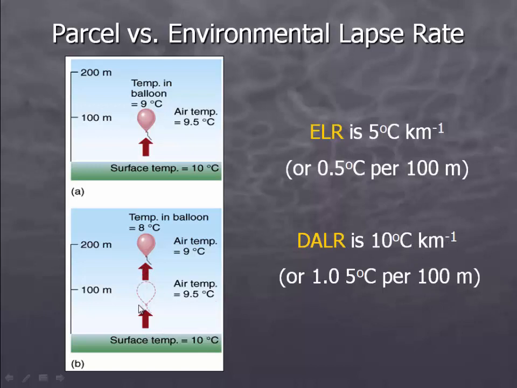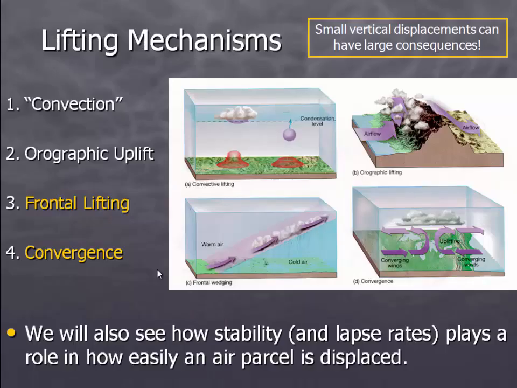So over here on the left, if this is a balloon, it starts at the surface at 10, it will go to 9, and then to 8. So by the time we get to 200 meters, the balloon's temperature is 8. With an environmental lapse rate of 0.5, at that same 200 meters, the air temperature is 9. Compare the balloon to the air temperature. The balloon is colder. What is the balloon going to want to do in this example? It's going to want to sink. Okay, this is actually a stable atmosphere, and we'll get more to that stability later on.